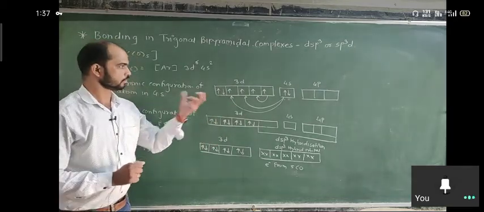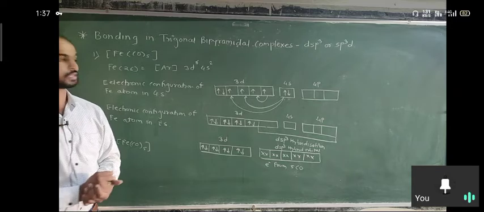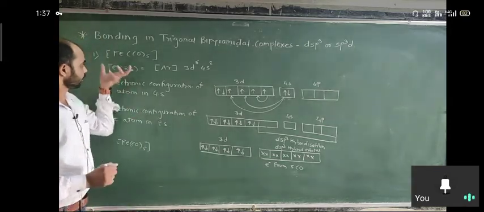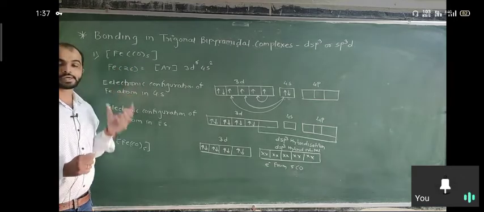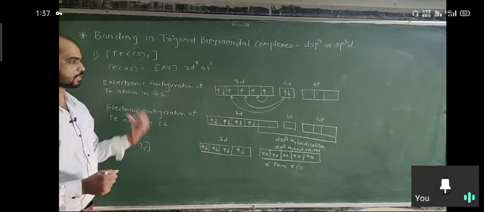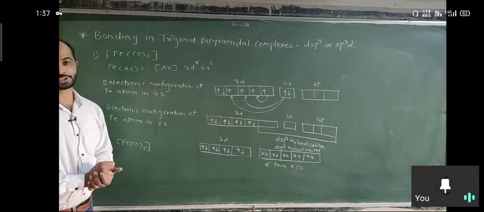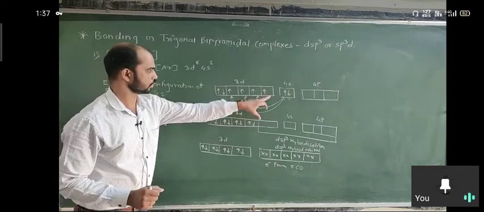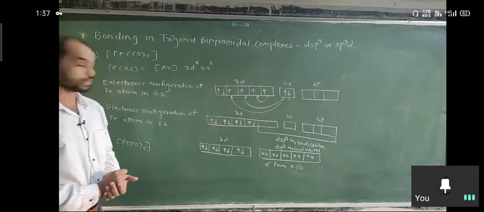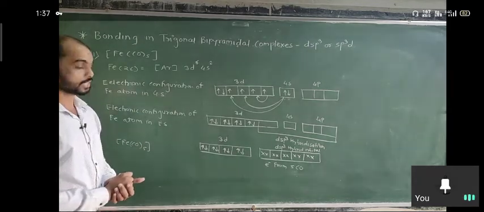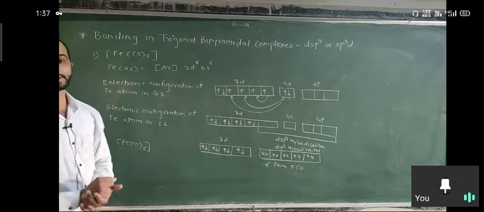To make one empty d orbital, one s orbital and 3 p orbitals, the complex or central atom undergoes excitation and mixing of the orbitals and pairing of the electrons. So there is a pairing of the electrons. Okay, so the electrons are paired up. The 1 d orbital is vacant after the pairing of electrons. 1 s orbital is vacant, 3 p orbitals are vacant.